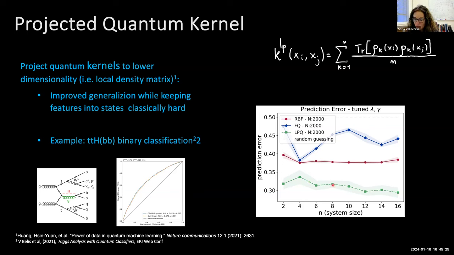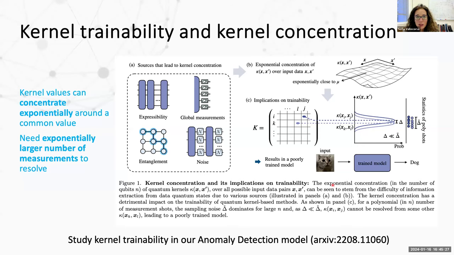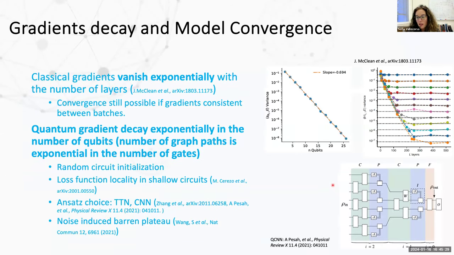Okay, I'm going to give you another example, which is the concept of gradients decay and barren plateaus. I'm sure you're also very much familiar with this problem in the classical domain. This is also a problem in the quantum domain, in the sense that we do see the quantum gradients decay exponentially with the size of our problem, with the number of qubits that we are using to map our data, to analyze our data.